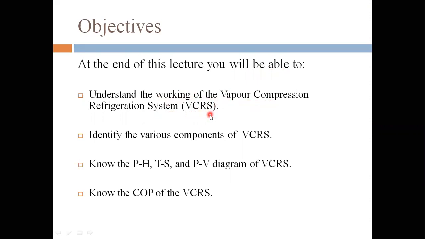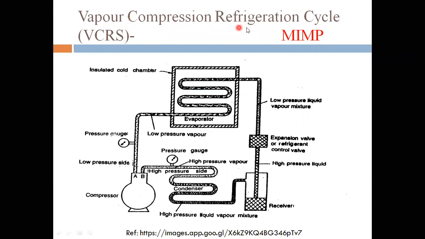is the VCRS, identify the various components of the VCRS, know the PH, TS and PV diagrams of the VCRS, and at the last you will be able to know the COP of the VCRS. Now, vapor compression refrigeration cycle working.